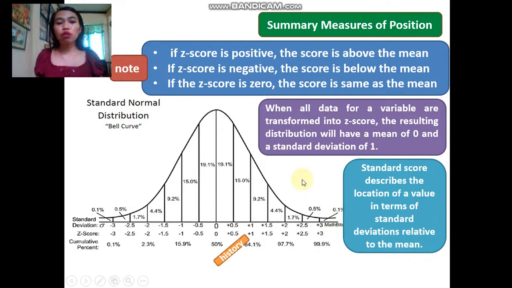So in our example, we have the history, the standard score or z-score is 1, and for the algebra, the z-score is 1.5. Since they have the same mean, which is 0, and standard deviation of 1, we can say that if we compare, the algebra is higher than the history score relative to the mean. So you have 1.5 for algebra and history is 1. So they have a 0.5 difference, and algebra is higher than the history z-score.